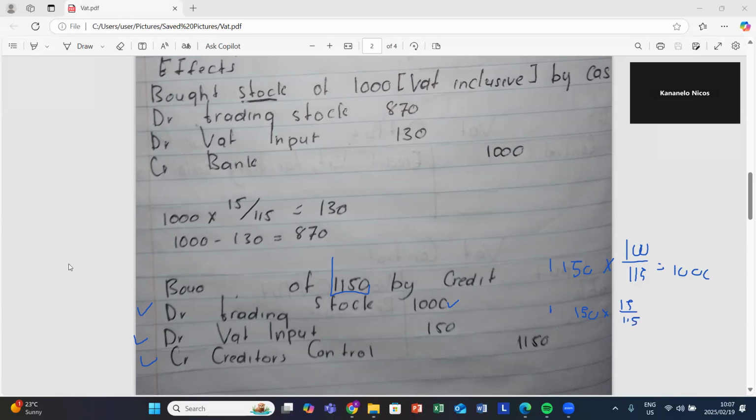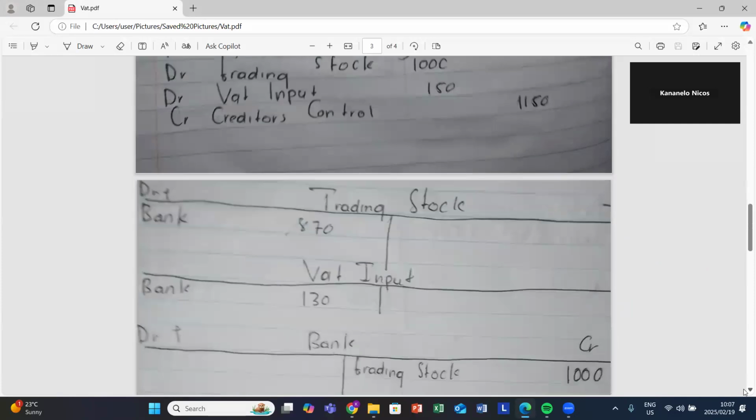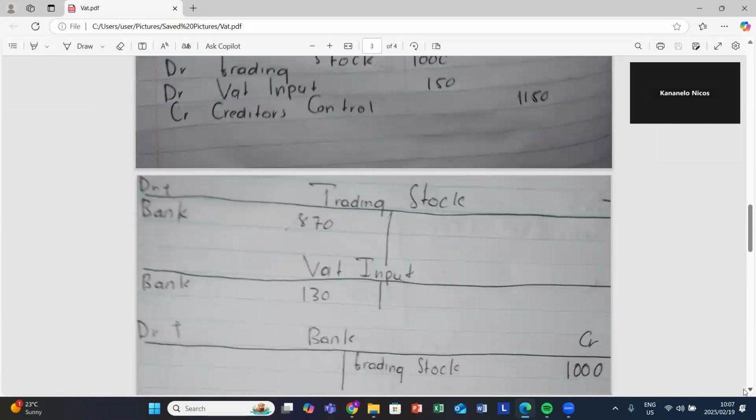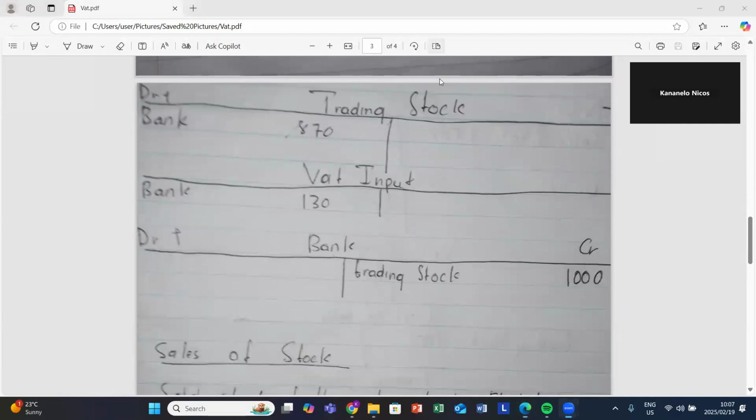But then what if we go to our ledger accounts? When you write it in your ledger accounts, since we said that these are the three accounts that will be affected, we'll use our very same first example. In our first example, we debited trading stock, right? The three accounts that will be affected are trading stock, VAT input, and also bank. We use our first example whereby we bought trading stock by cash for 1,000. So in trading stock, this is what you're going to do. You'll debit your bank by 870. You're just indicating the method by which you bought your stock. You bought it on cash, and you're supposed to write bank there.